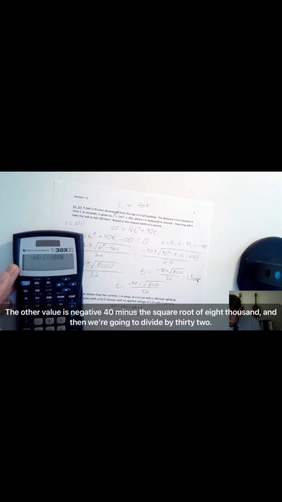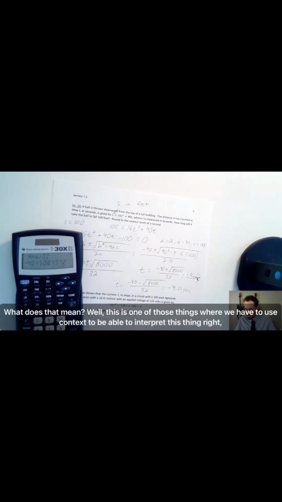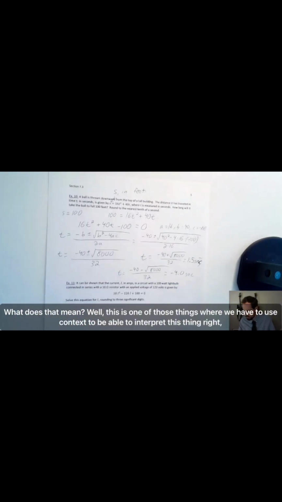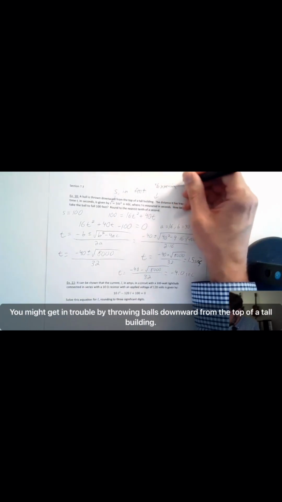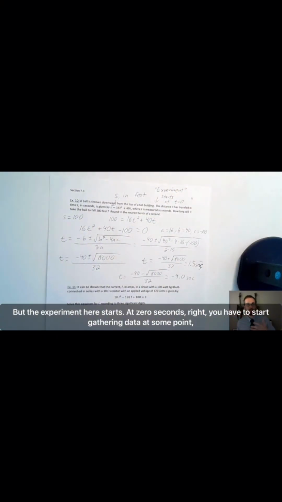What about the other one? The other value is negative 40 minus the square root of 8,000, and then we're going to divide by 32. If we do that, we get a value of negative 4.0. What does that mean? Well, this is one of those things where we have to use context to be able to interpret this thing, right? If we're throwing a ball downward from the top of a tall building, right, it started here. You can think about it as a sort of experiment, if you will. You might get in trouble by throwing balls downward from the top of a tall building, but the experiment here starts at 0 seconds, right? You have to start gathering data at some point.